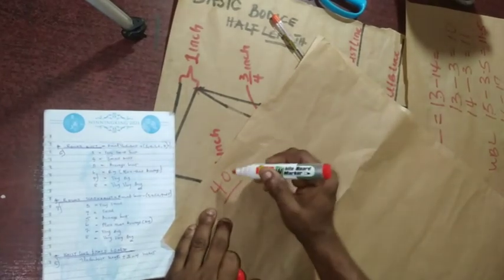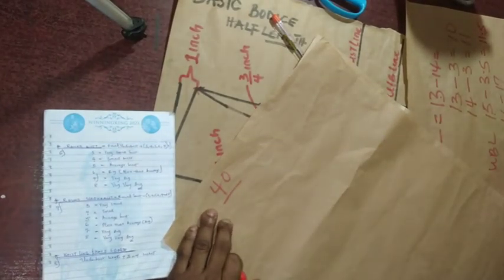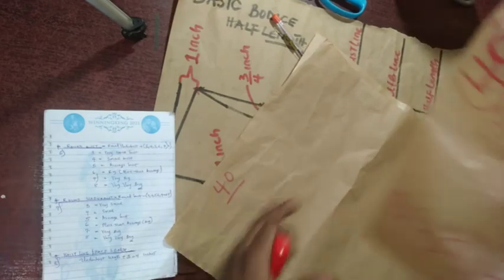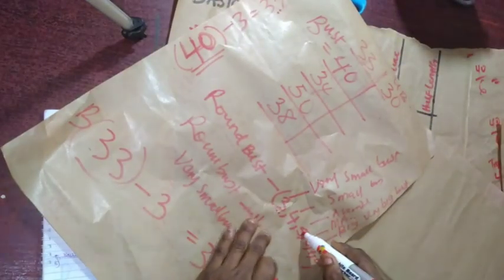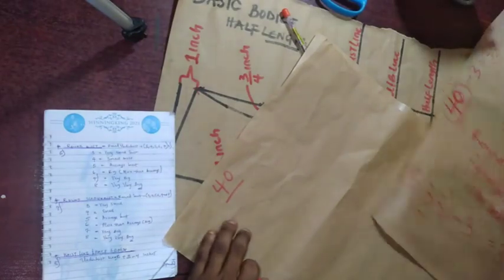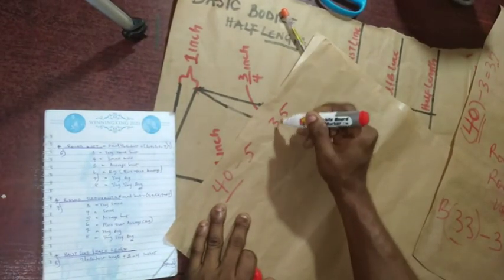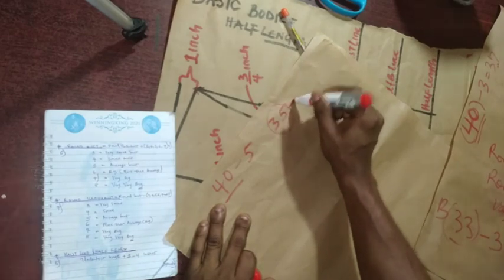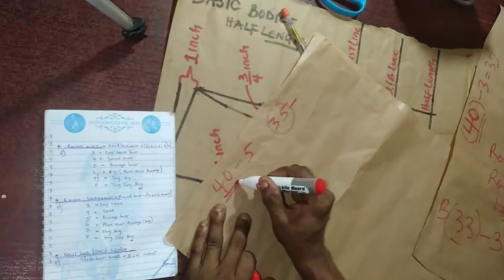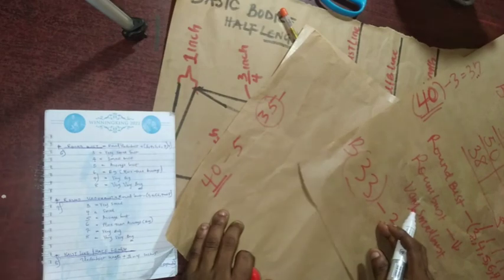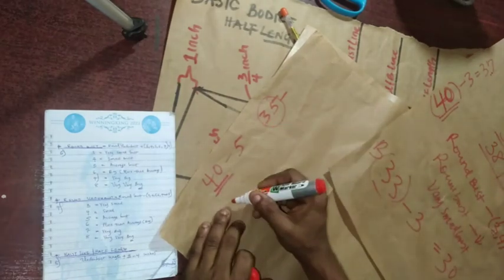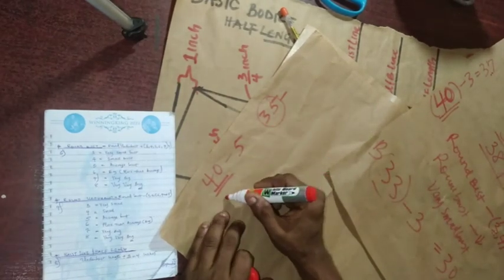Round under bust is to do what? Like I told you guys, average bust is what? Look at it here. Average bust is minus 5. So all you are going to do is 40 minus 5, which will give you 35. And that means the round under bust is 35, while the round bust is 40.